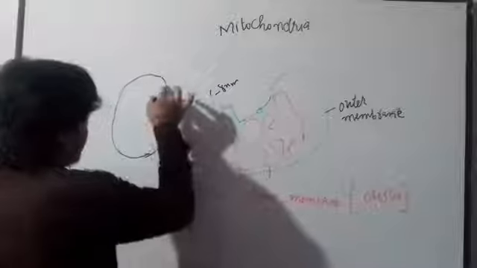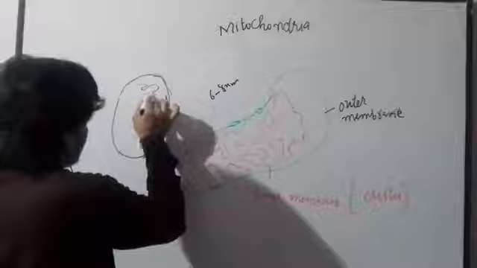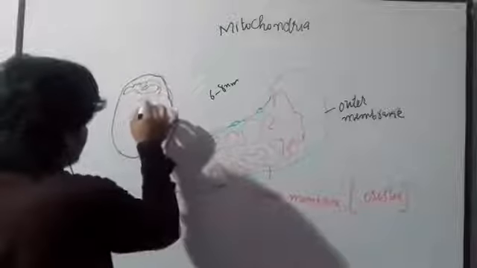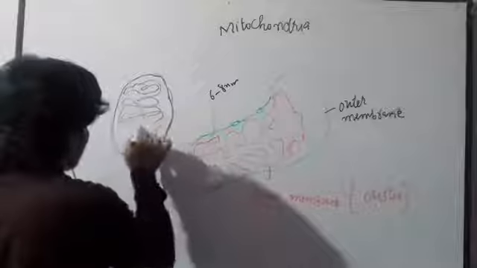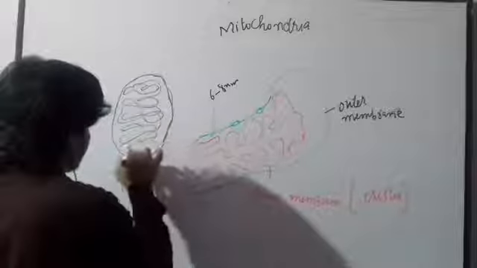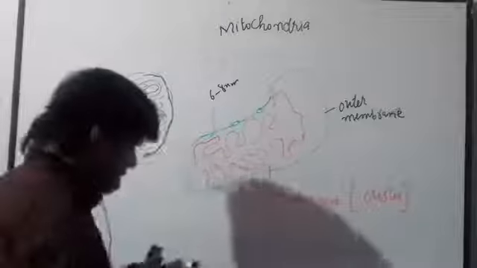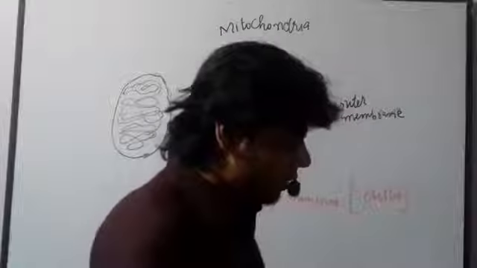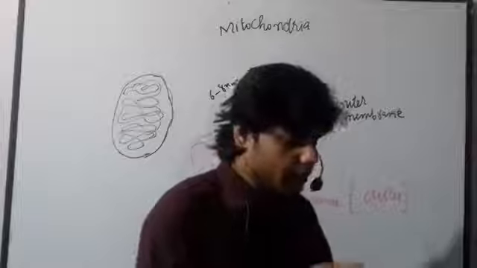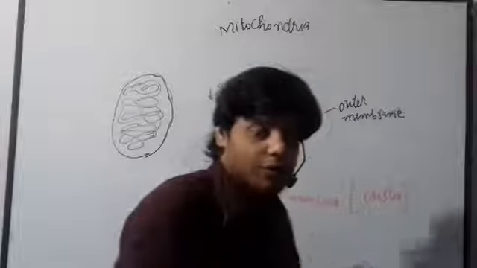So it will be a plate-like mitochondria, and their cristae will be in this form. This is the mitochondria of the fungi. Now Euglena has a different kind of mitochondria; Euglena has disc-like mitochondria.